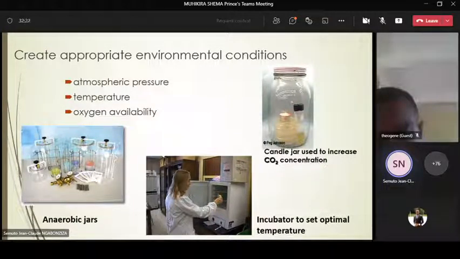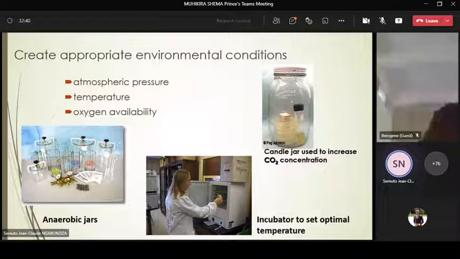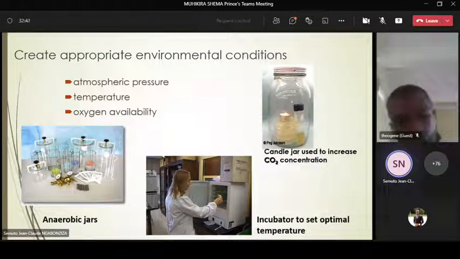Sometimes there are dedicated incubators where you can set your environment, CO2, to be regulated. But in most labs, the incubator is quite expensive. They use this approach, the candle jar approach.